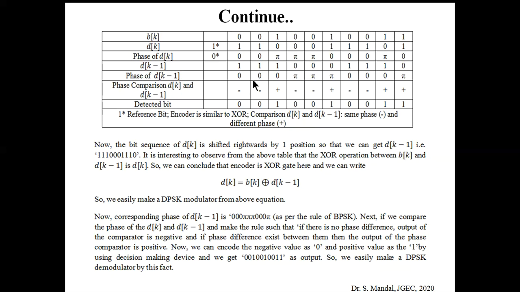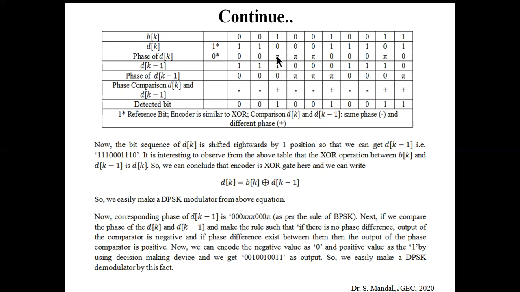And if their phases are the same, that means there is no phase difference, that means phi is 0. In that scenario the corresponding output will be negative. So if we follow this rule, let's see what will happen. We want to compare the phase of dk and phase of dk minus 1. For the first case the phase of dk is 0 and the phase of dk minus 1 is 0. So obviously there is no phase difference, so output will be negative. This one 0, this one 0, there is no phase difference, output will be negative.